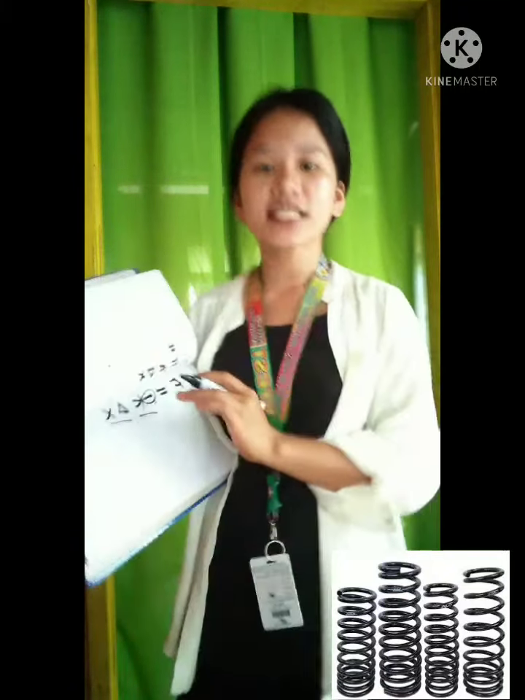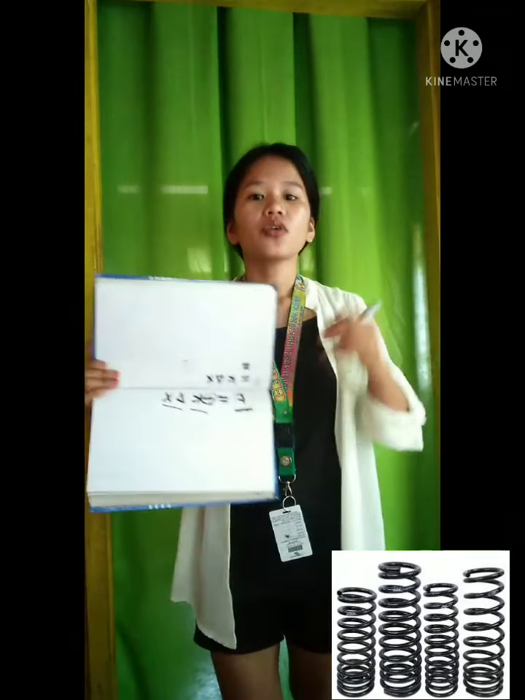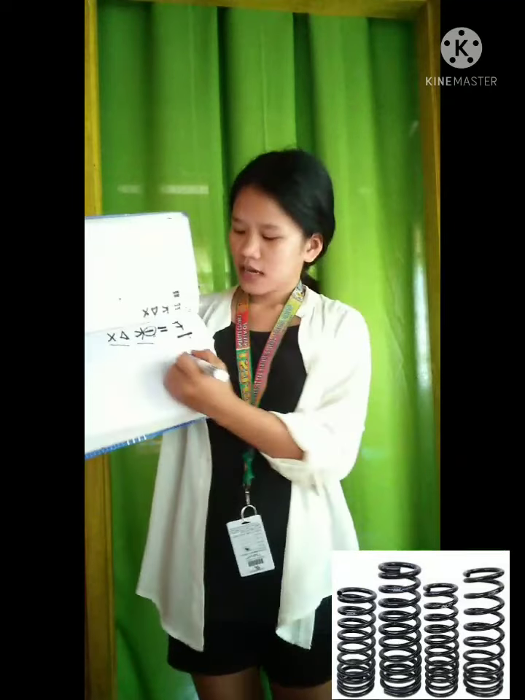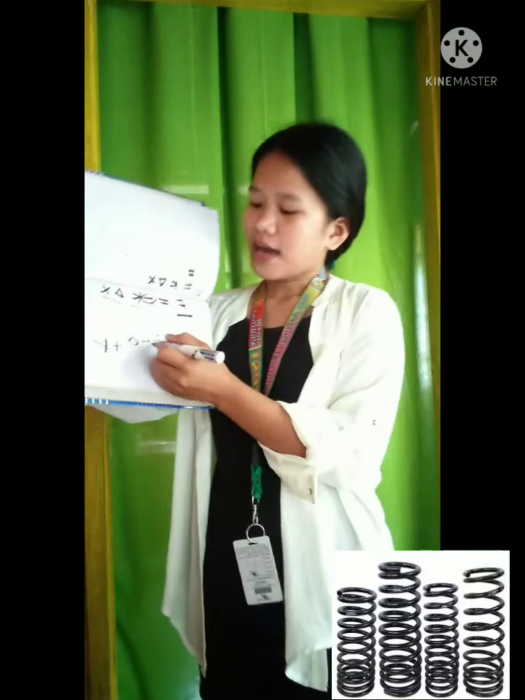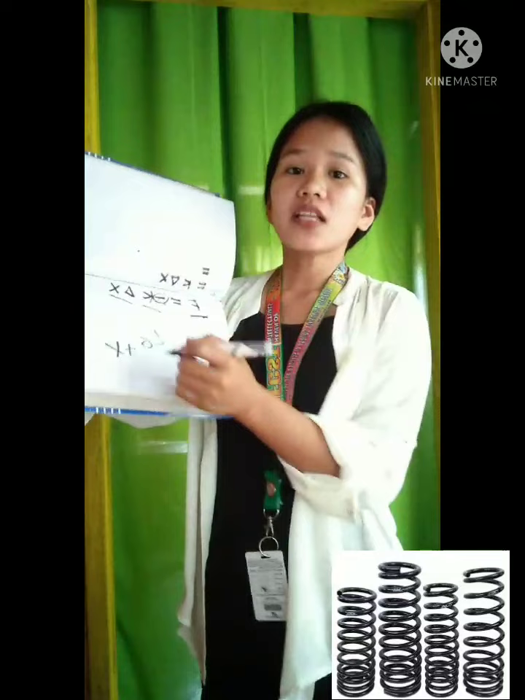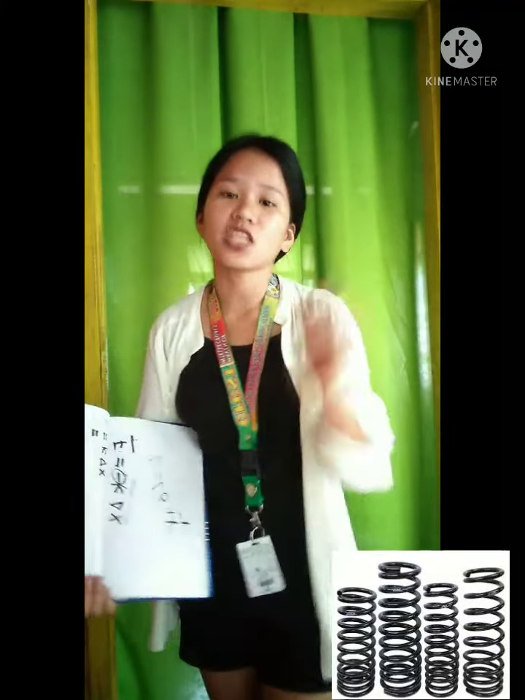The total length of the spring under extension is equal to the nominal length plus the extension, so L equals L0 plus x. For the spring under compression, L equals L0 minus x. I have here a sample problem for your additional understanding.